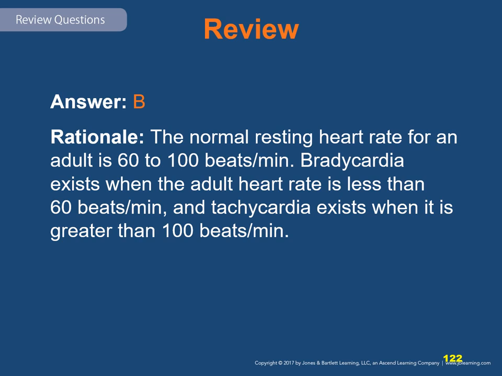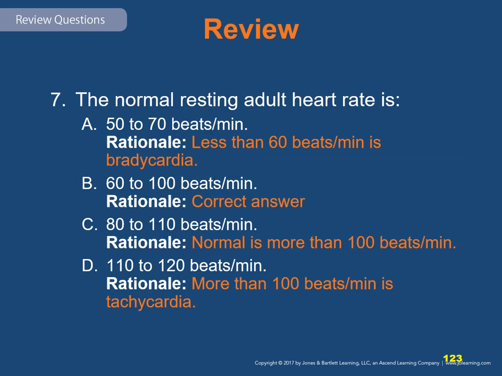Bradycardia exists when the adult heart rate is less than 60 beats a minute, and tachycardia exists when it is greater than 100 beats per minute. So let's look at some of the other alternatives and see why they're incorrect. The normal resting adult heart rate is 50 to 70 beats per minute. Less than 60 beats per minute is considered bradycardia. Not good. That means there's just not enough oxygen moving through the body. 60 to 100 beats per minute is the correct answer.